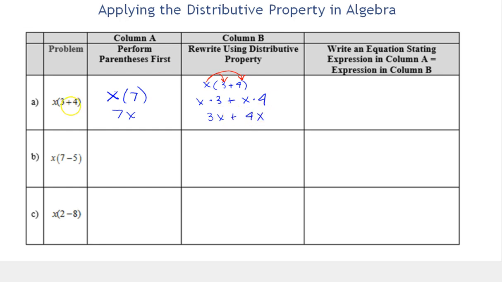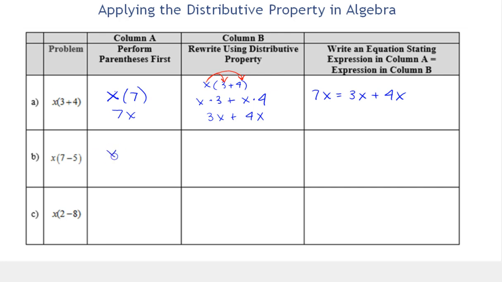So we just performed this multiplication in two different ways. The first way, we did the addition first, then we wrote the multiplication. The second way, we rewrote it using the distributive property. And in the last column, it states, write an equation stating that the expression in column A equals the expression in column B. So basically, 7x equals 3x plus 4x. And this is the main result we really want. When we're using the distributive property in algebra, we're going to be given things like 3x plus 4x, and to find the result and simplify it, to perform this addition, we'll add the coefficients 3 plus 4 to get 7.